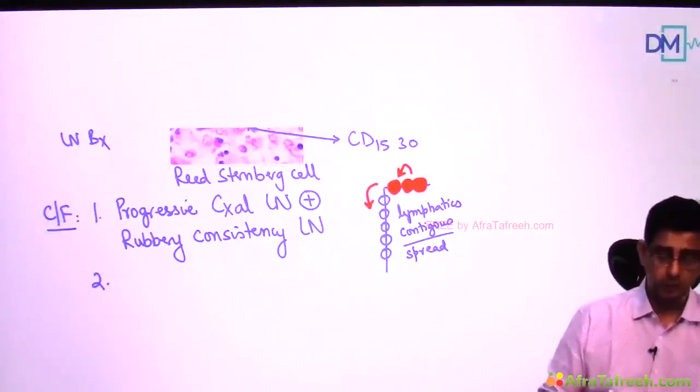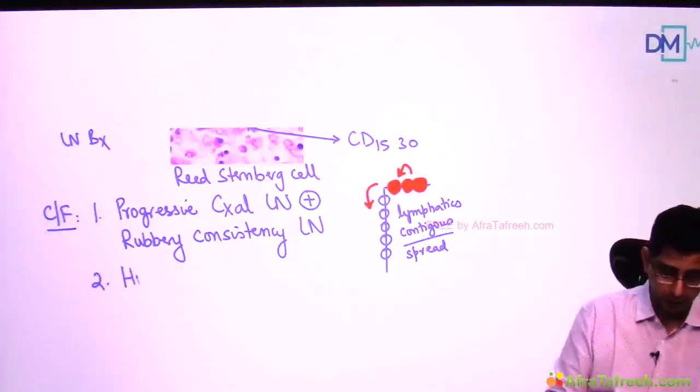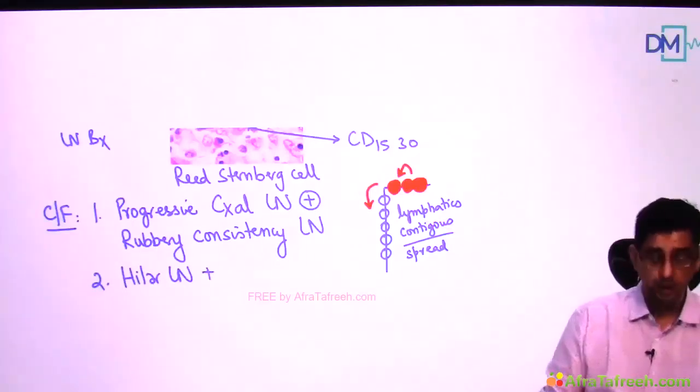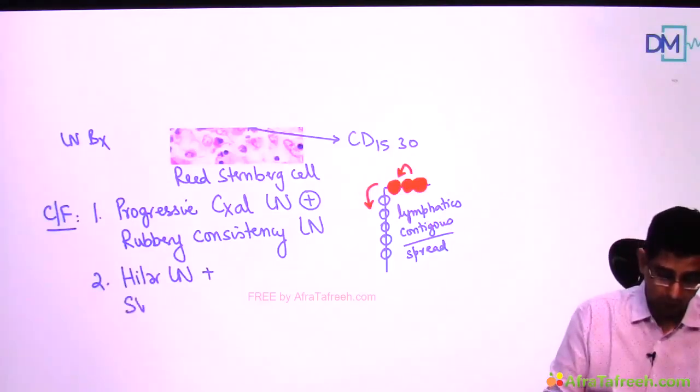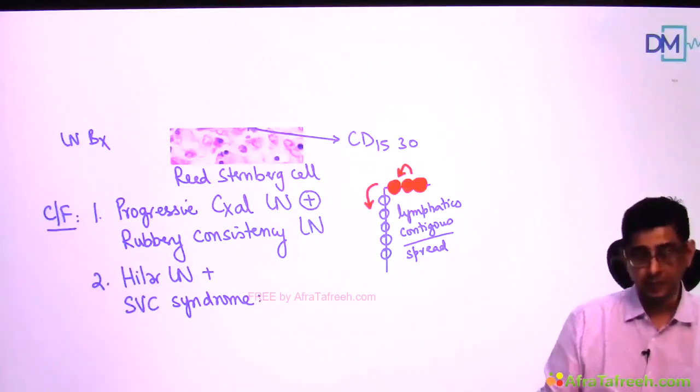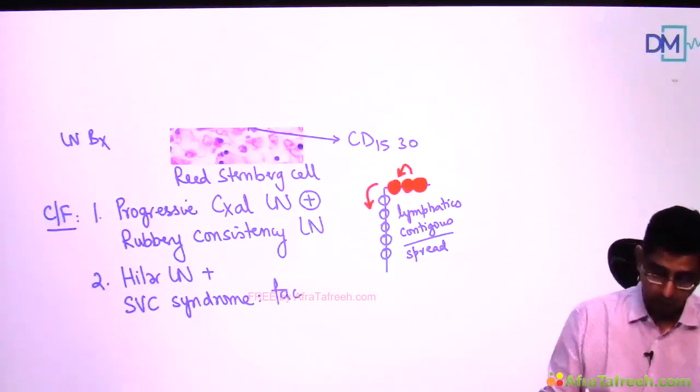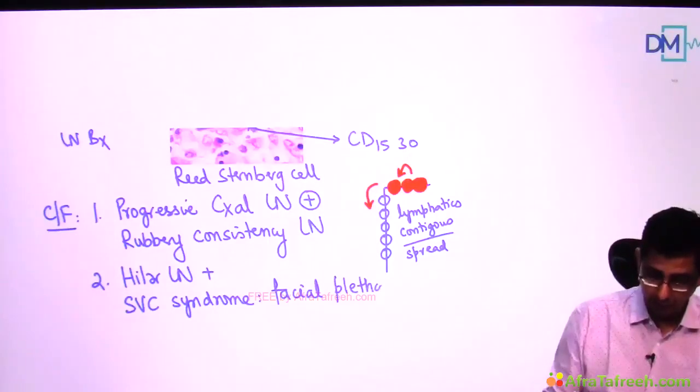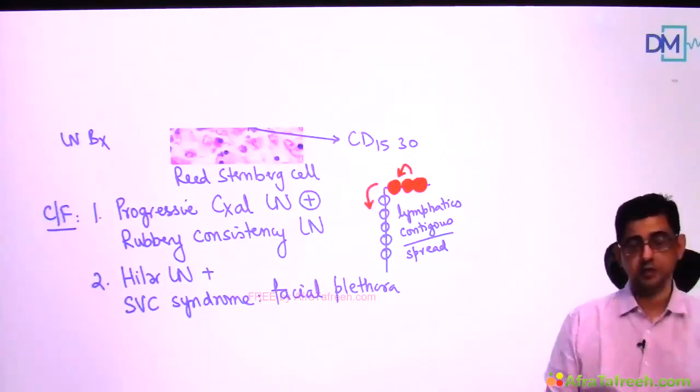Following a cervical lymphadenopathy, there is a possibility that in these patients the hilar lymph nodes can also become enlarged. The downside of this is that hilar lymphadenopathy can press on the superior vena cava, and it can cause a manifestation of superior vena cava syndrome. How will superior vena cava syndrome present? It will present with facial congestion. The venous return of the face and the head and neck would be affected, so extensive facial congestion or facial plethora will be noticed.